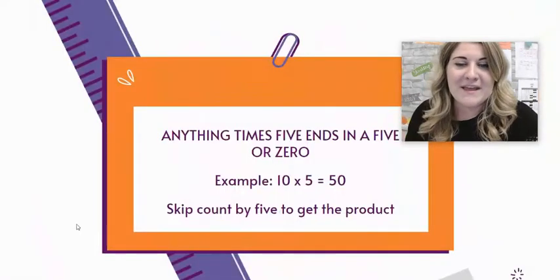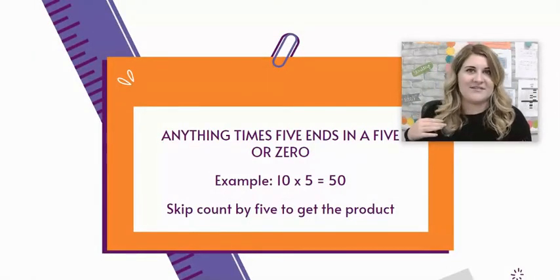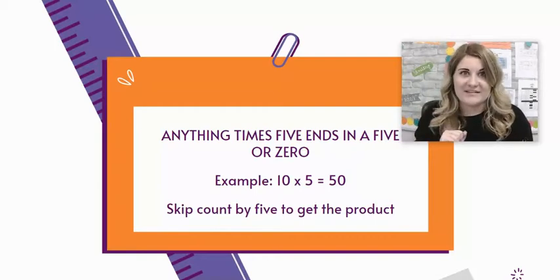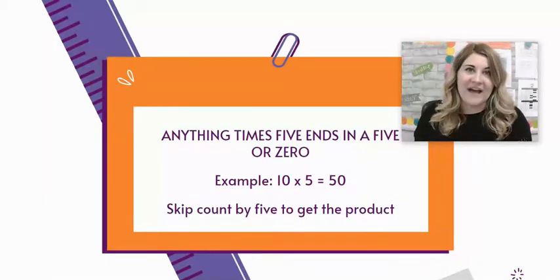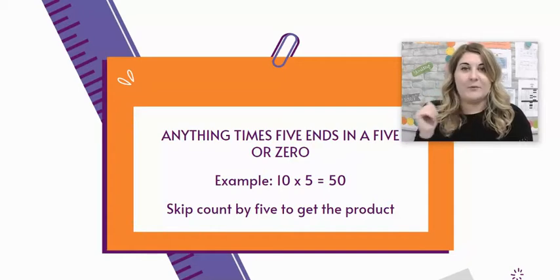answers. The main thing to remember is that when you are multiplying by 5, all of your answers have to end with a 5 or a 0. If they don't, then you have the wrong answer. Because when you skip count by 5, you go 5, 10, 15, 20, 25, 30, 35, 40. And if you think about that, all of those numbers have a 0 or a 5 in the ones place.